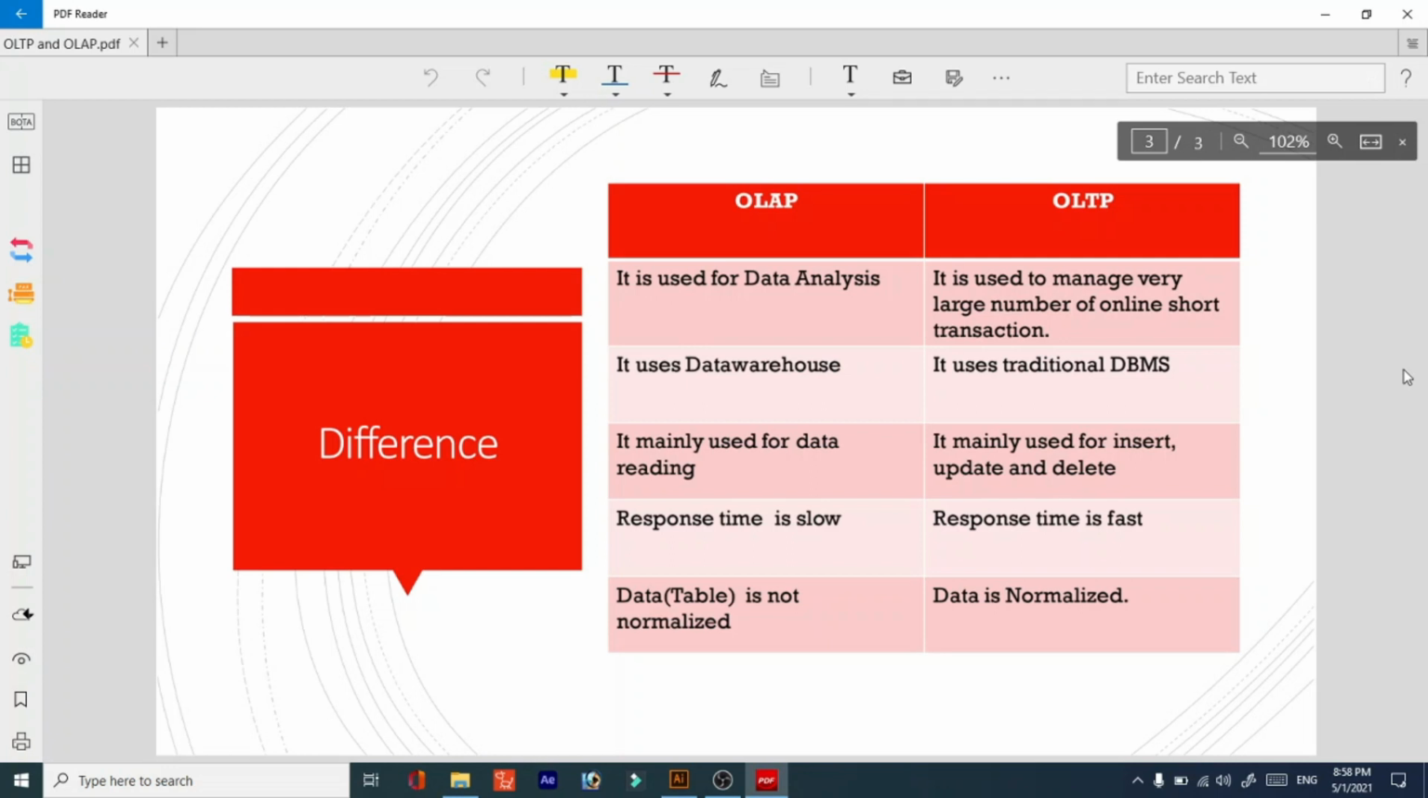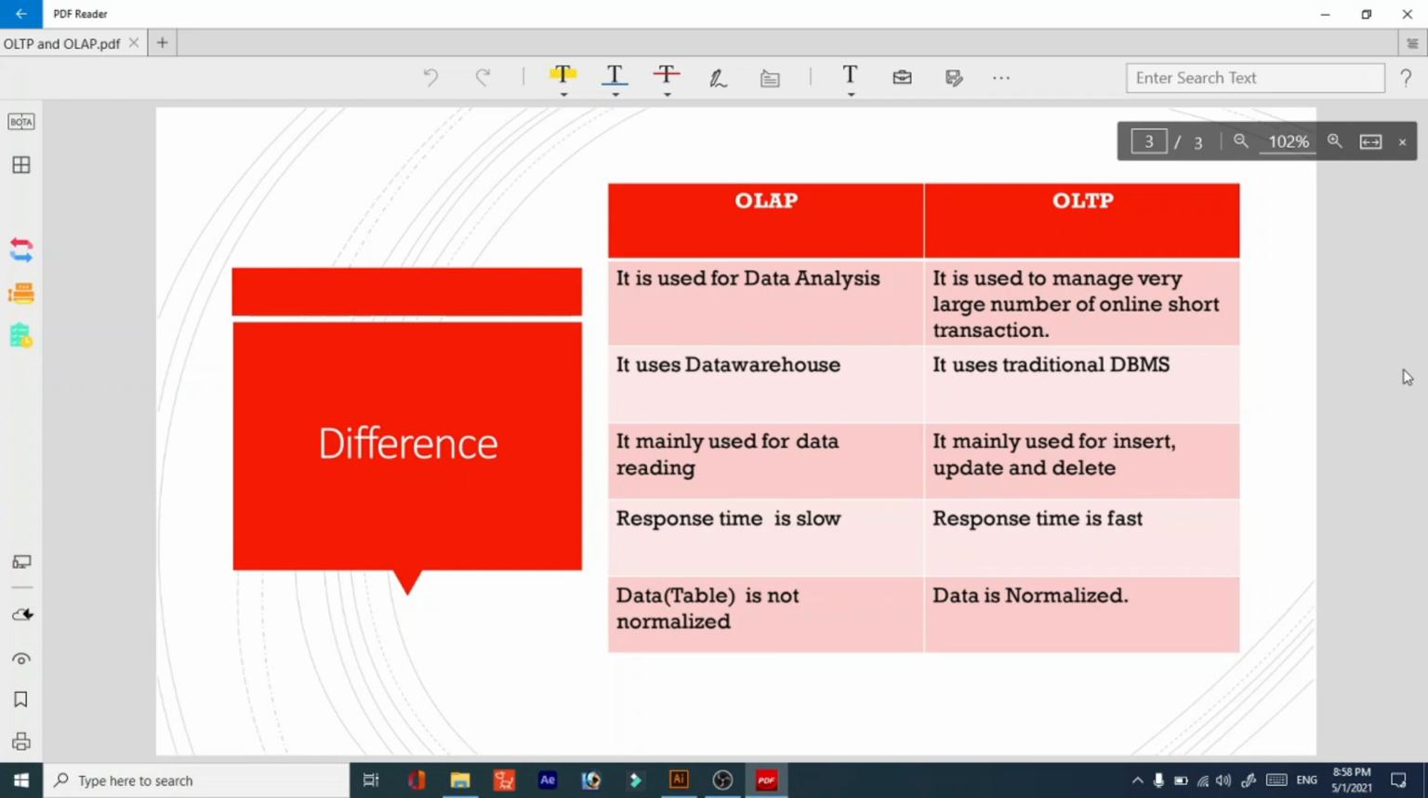Second one is, it uses a data warehouse, while OLTP uses a traditional DBMS. Third one is what it is mainly used for: data reading. In OLAP we have lots of data reading, while in OLTP we have insert, update and delete.